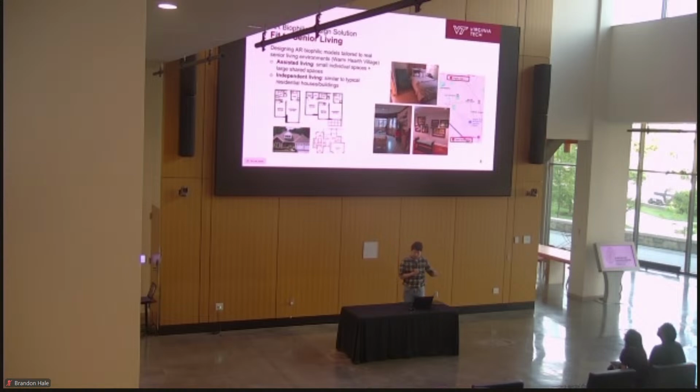They have different characteristics of indoor environment. Assisted living has a mixture of small individual private spaces and large shared spaces, like restaurants and long corridors. But independent living is similar to typical residential houses and apartment buildings.